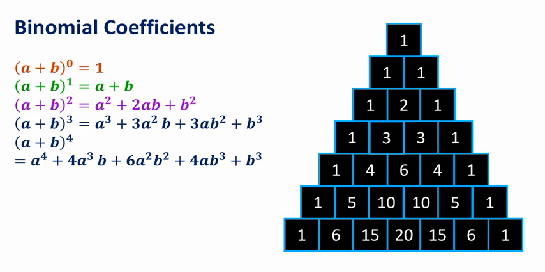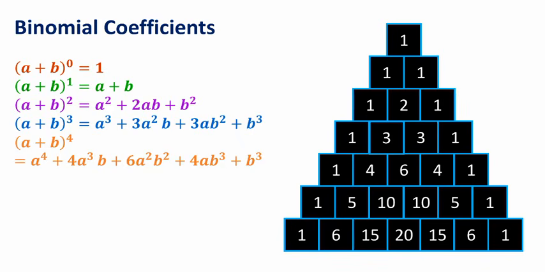In the expansion of (a+b)^2, we have 3 terms whose coefficients are 1, 2 and 1. In the expansion of (a+b)^3, we have 4 terms and the coefficients of these terms are 1, 3, 3 and 1. In the expansion of (a+b)^4, we have 5 terms whose coefficients are 1, 4, 6, 4 and 1.